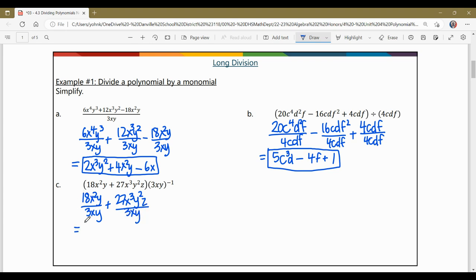So now we simplify. 18 over 3 is 6. X to the 2 minus 1 is 1. The y's cancel. Plus 27 over 3 is 9. X to the 3 minus 1 is 2. Y to the 2 minus 1 is 1. And z. So 6x plus 9x squared yz.